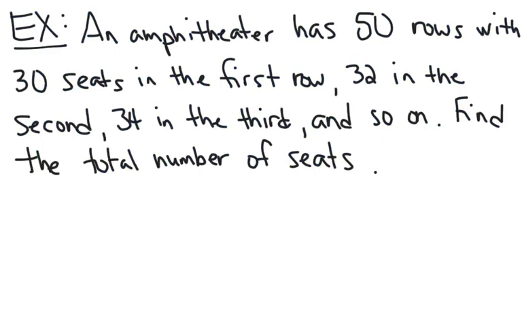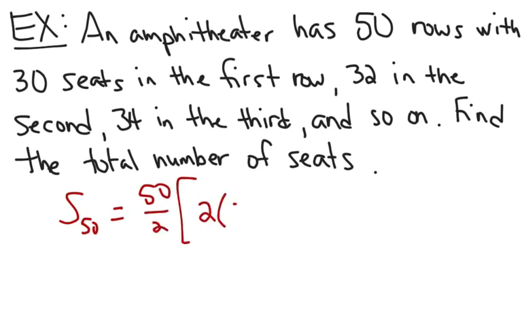An amphitheater has 50 rows and 30 seats in the first row, 32 in the second, 34 in the third, and so on. Find the total number of seats. Well, we want to find the sum of the first 50 rows. So I know n is 50. I know the first row has 30 seats.